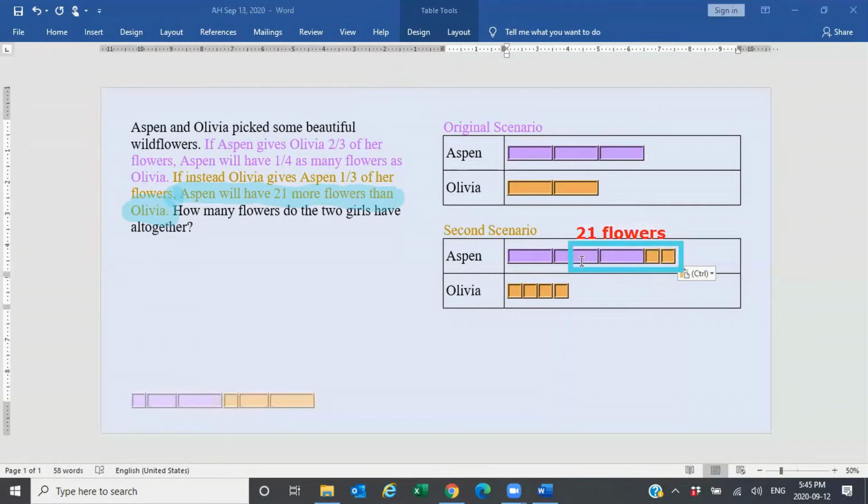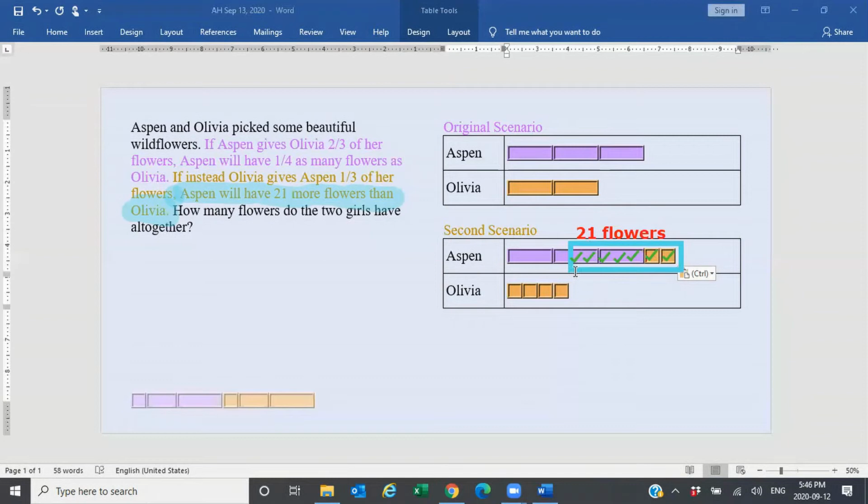And she has 1, 2, 3, 4, 5, 6, 7. I'll just count them like this. 1, 2. There are 2 squares left in that unit bar. Each one is made up of 3 squares. So 1, 2, 3, 4, 5. And then these ones, 6, 7. So Aspen has 7 of those squares.